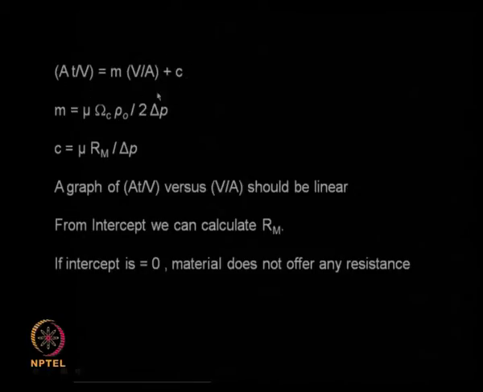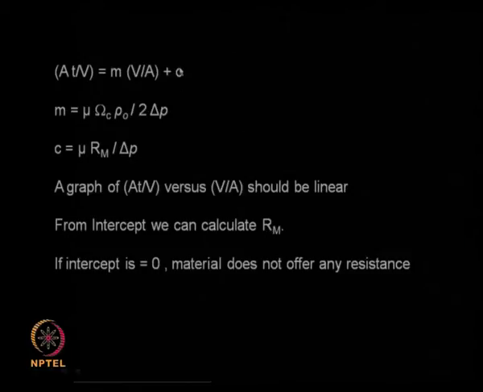Interesting, if you look at this relationship, if I plot AT by V as against V by A, we will get a linear relationship. And from the intercept of that linear relationship we can calculate the Rm term, because this is like your original equation for a straight line, y equal to mx plus c. C is your intercept, m is your slope. So from the intercept we can calculate the Rm term here.